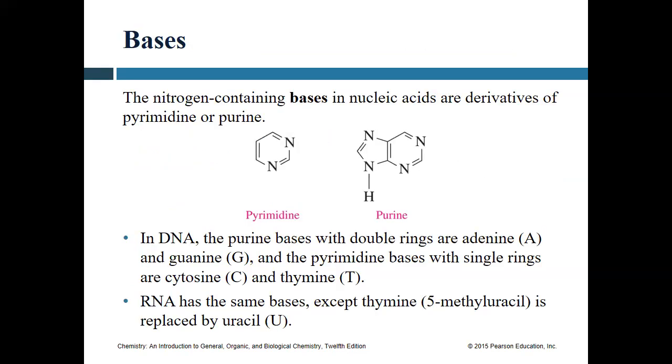Now, the bases come in 4 different forms. Again, there are 4 bases for DNA: guanine, cytosine, adenine, and thymine. There are 4 bases for RNA, and they are pretty much the same, except thymine doesn't exist in RNA. It's replaced by a different base called uracil.